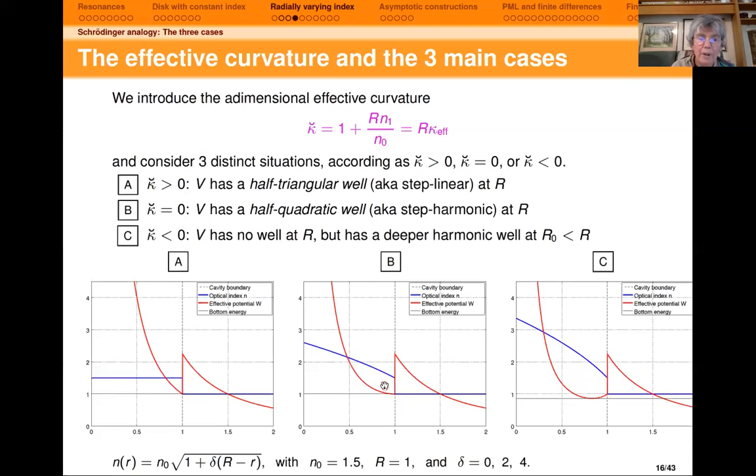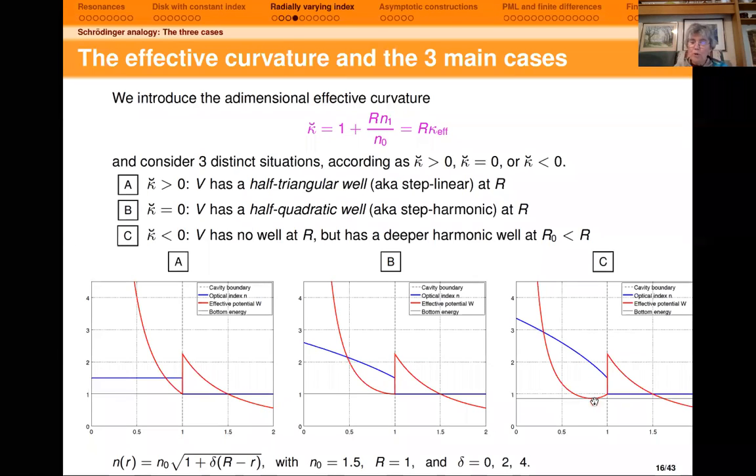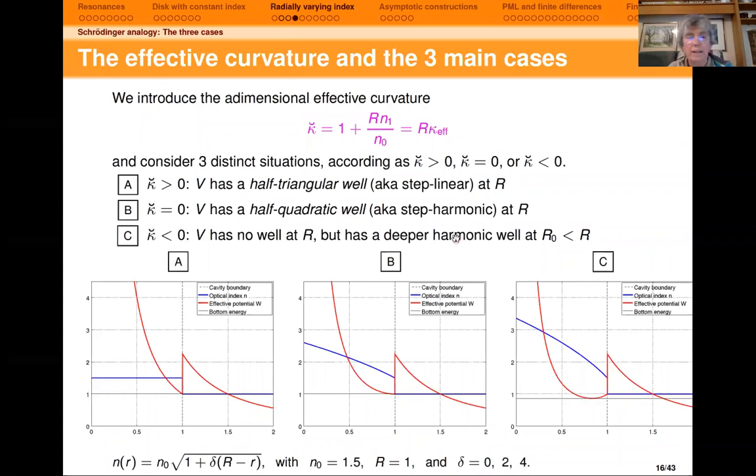And the second derivative of V has the correct sign to have a half quadratic or half harmonic well at that point. And for the last one, the delta is taken larger, then the kappa is negative, and so we don't have any minimum at that place, but we have a minimum further inside, which is a standard harmonic well inside. So these are our 3 cases that we will talk about now.